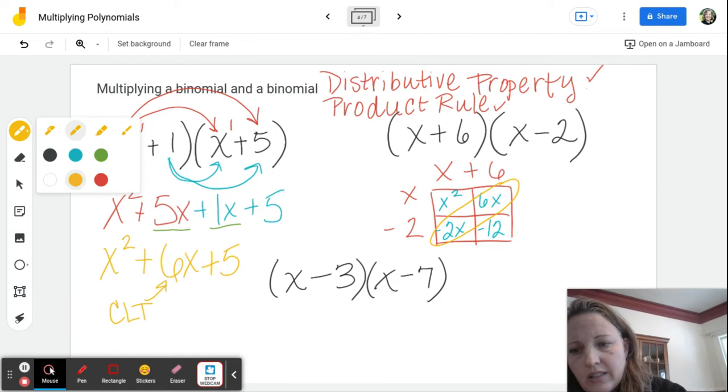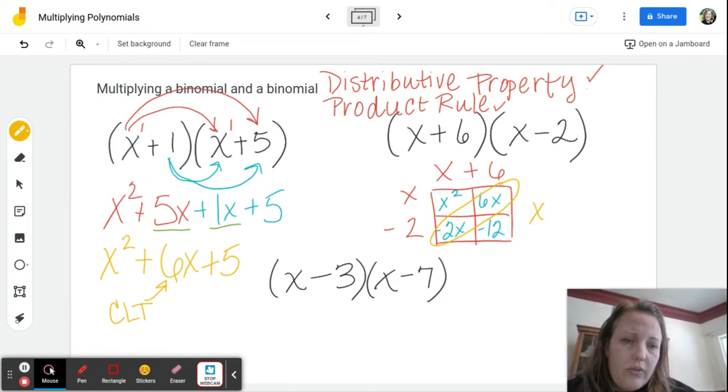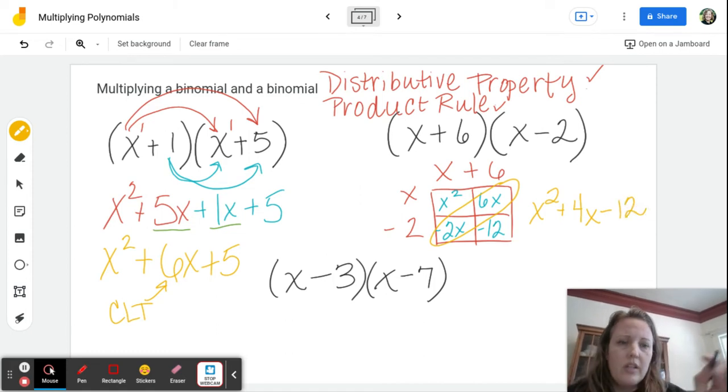So our final answer is going to, and we're going to put these in standard form. So descending order of degree. And we talked about what that degree is. So the highest degree here, the highest exponent is 2. So it's a quadratic polynomial. So x squared, and then we have negative 2x plus 6x. That's a positive 4x. And then we have a minus 12. So we have multiplied those two binomials.